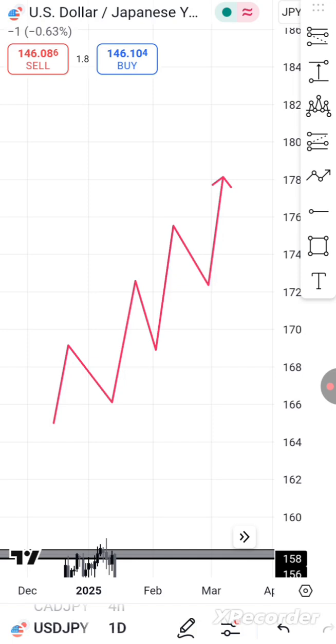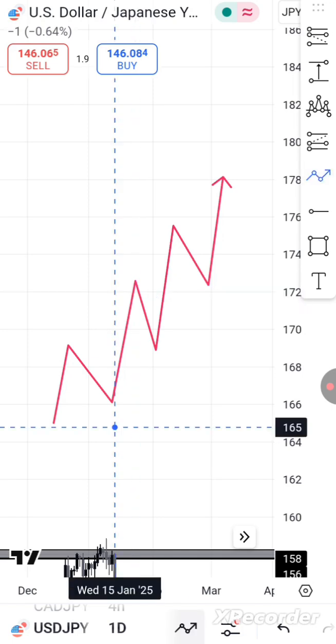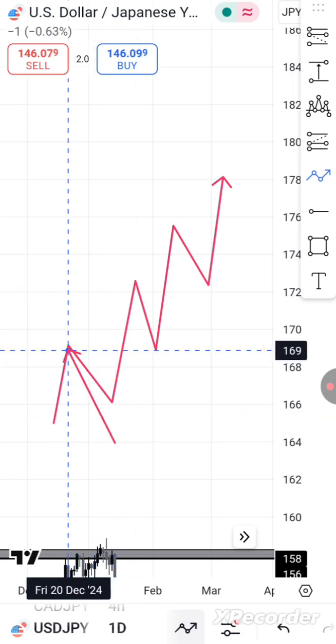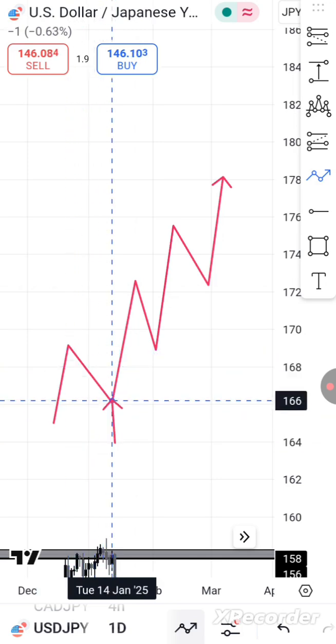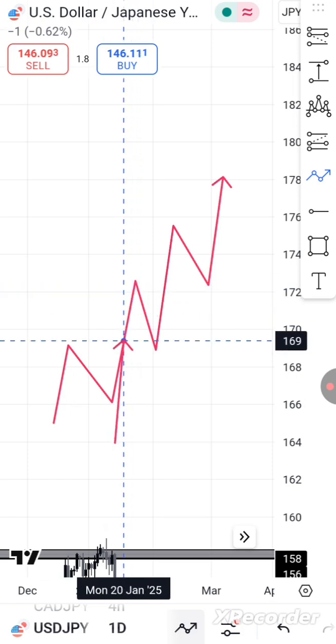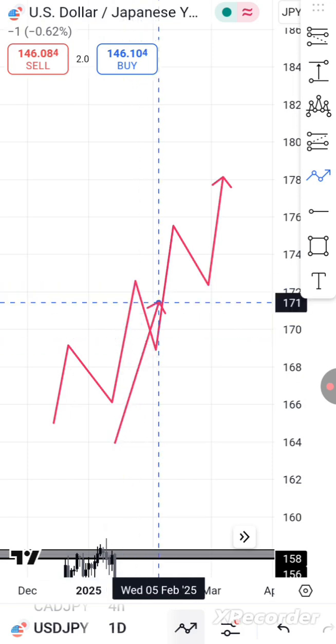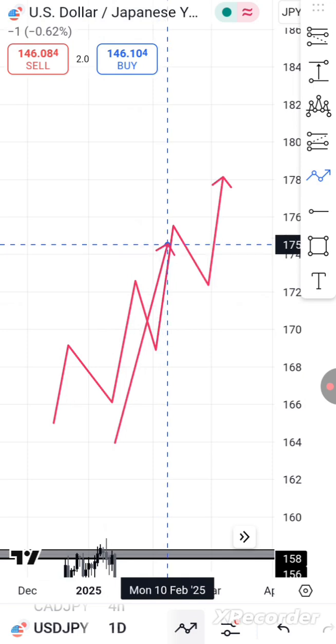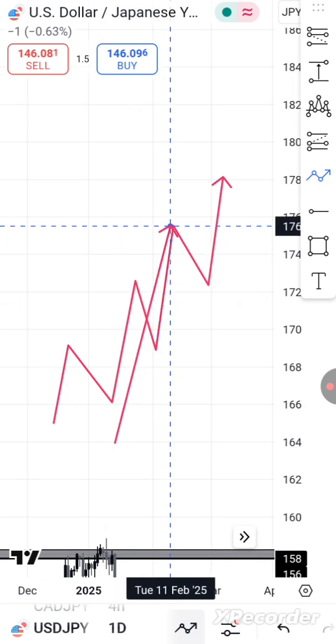So now, we have the higher high here. We have our higher high. We have our higher low. This higher low, we have our higher high here. We have another higher low. We have our higher high here. Can you see? We have another higher low here.